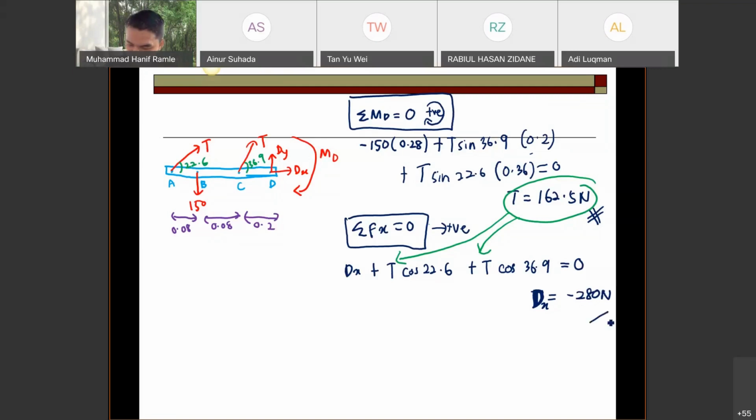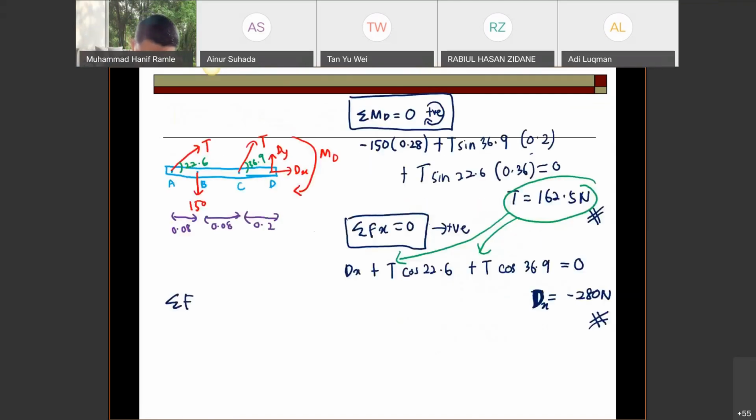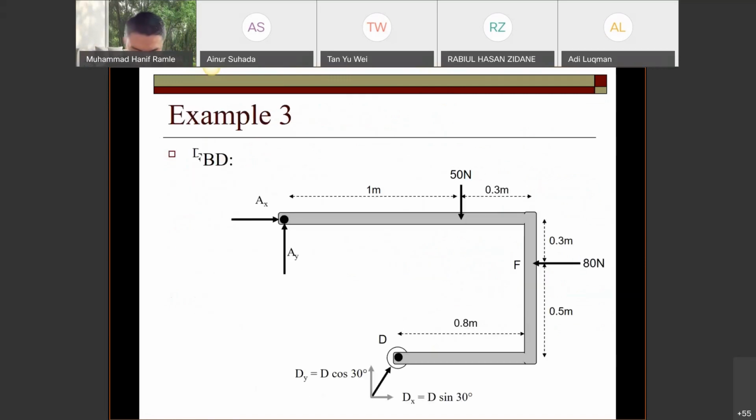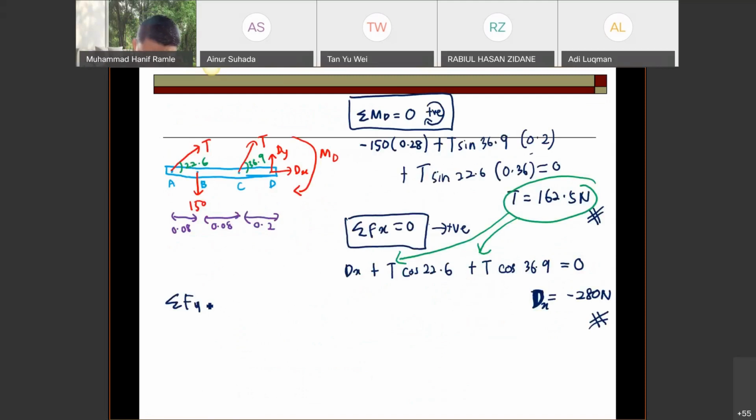So you get dx. And then if you use the equilibrium system for the y component, you will get dy later on. Sorry about that, let me do something with my laptop.